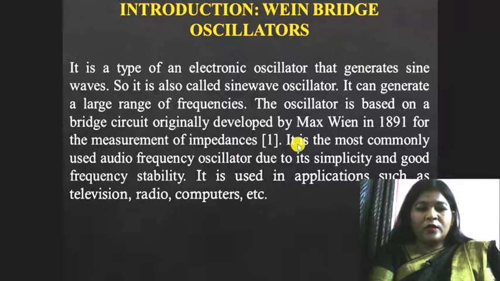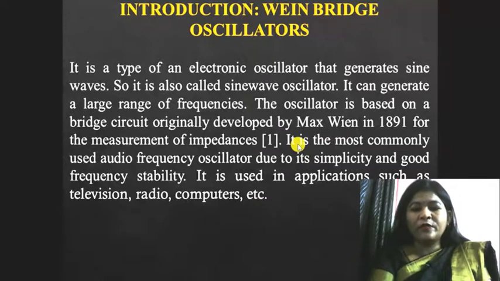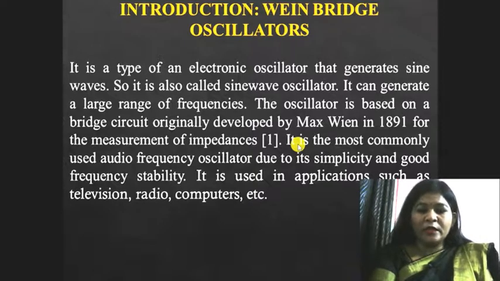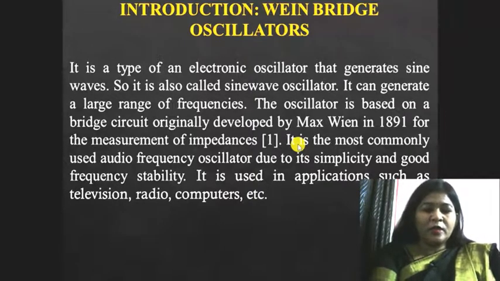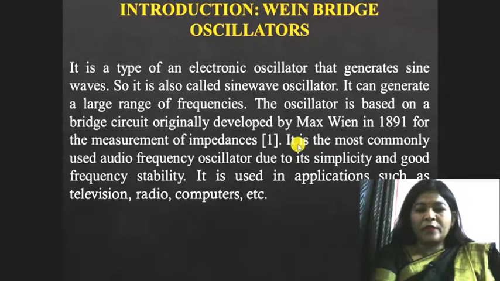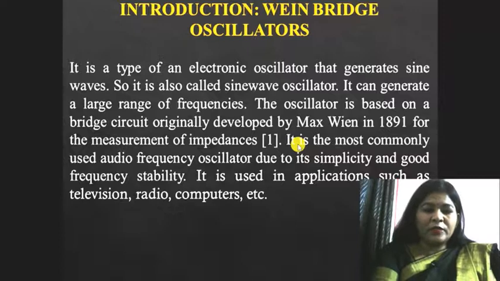So students, do you know about the Wien-Bridge oscillator? It is also an RC oscillator. Here RC oscillator means there is an RC feedback network circuitry present in the circuit. The basic difference between the RC phase shift oscillator and the Wien-Bridge oscillator is that the RC phase shift oscillator uses an inverting amplifier.